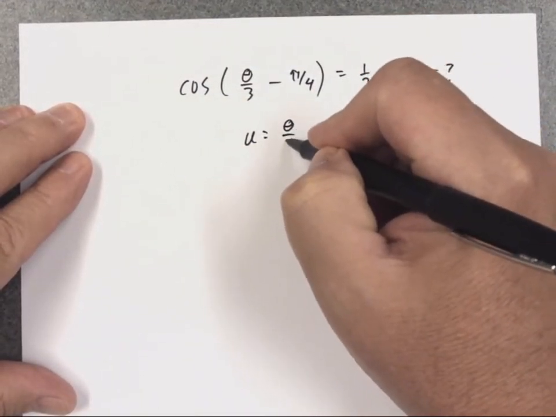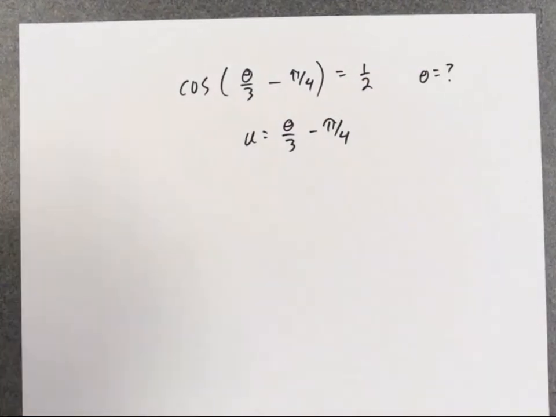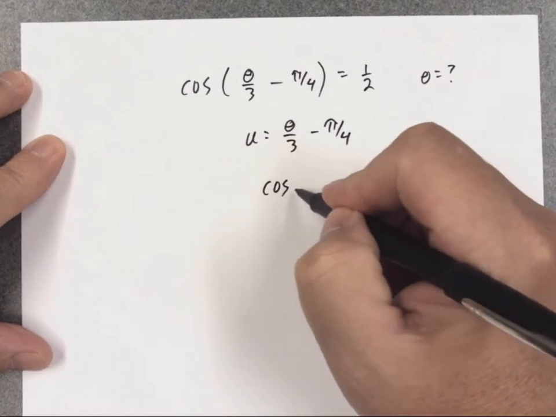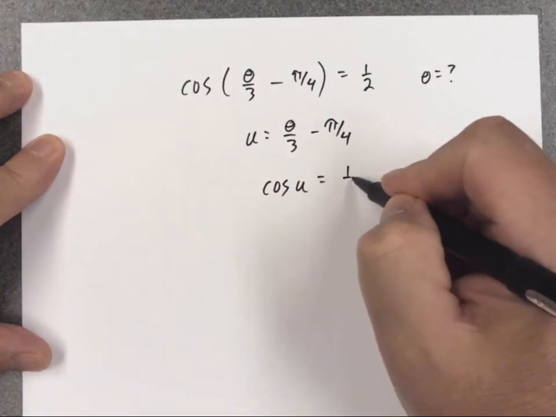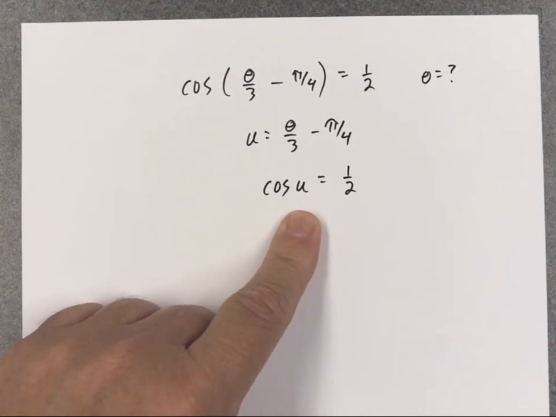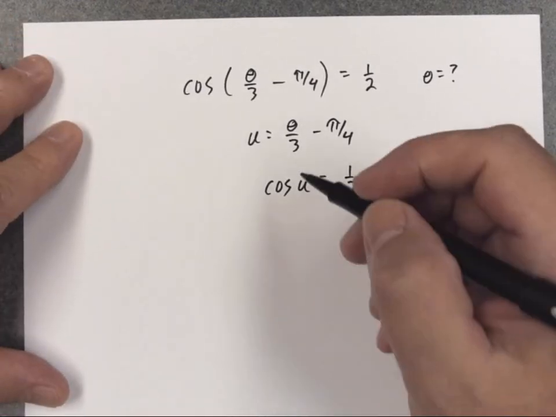I take everything inside the trig function and I call that u, or I define that to be equal to u. So then I can get rid of all this mess and rewrite my equation as just cosine u equals 1/2. And now I can solve this equation for u. So I ask myself, what are the angles going around the unit circle where the cosine is 1/2?